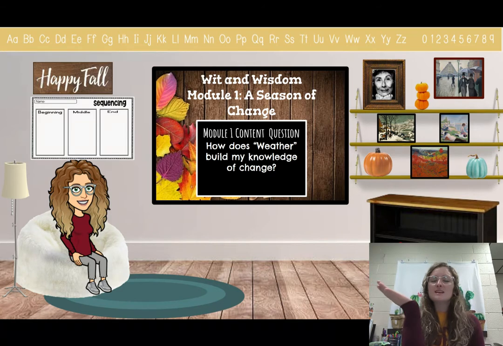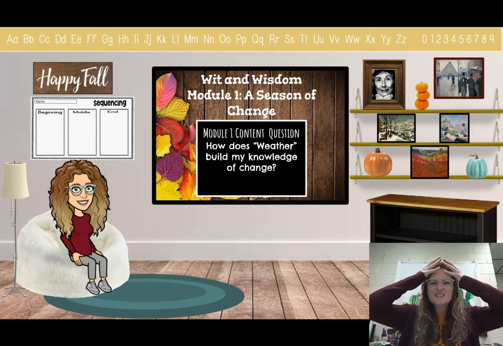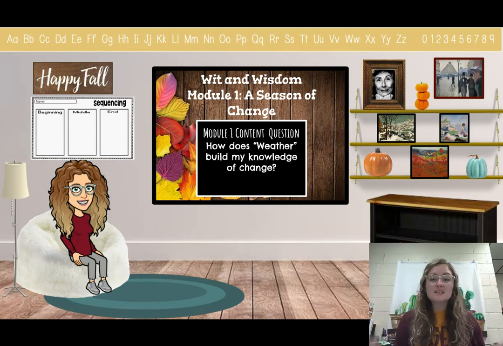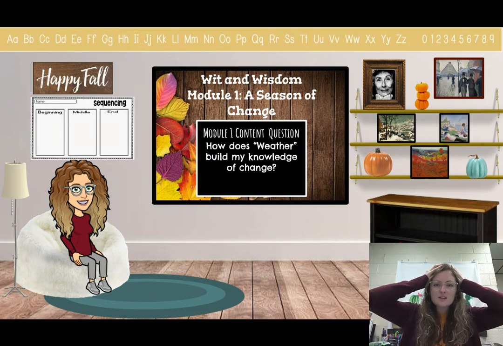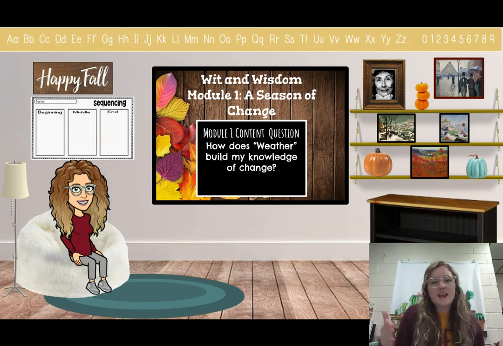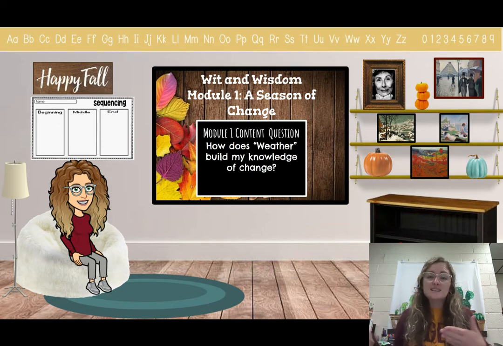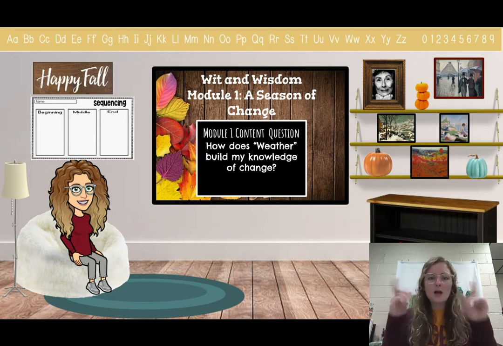And we have our pizza slice, and we're going to take a bite of pizza. Everyone take your bite of pizza. Good job. How does weather build my knowledge of change? So knowledge is the stuff that we use in our brains to help us learn. So how does this poem build our knowledge, the stuff that we keep in our brain to help us learn? How does this poem help us understand change? Specifically, changes in weather, changes in season. So, how has this poem helped you to learn more about change?